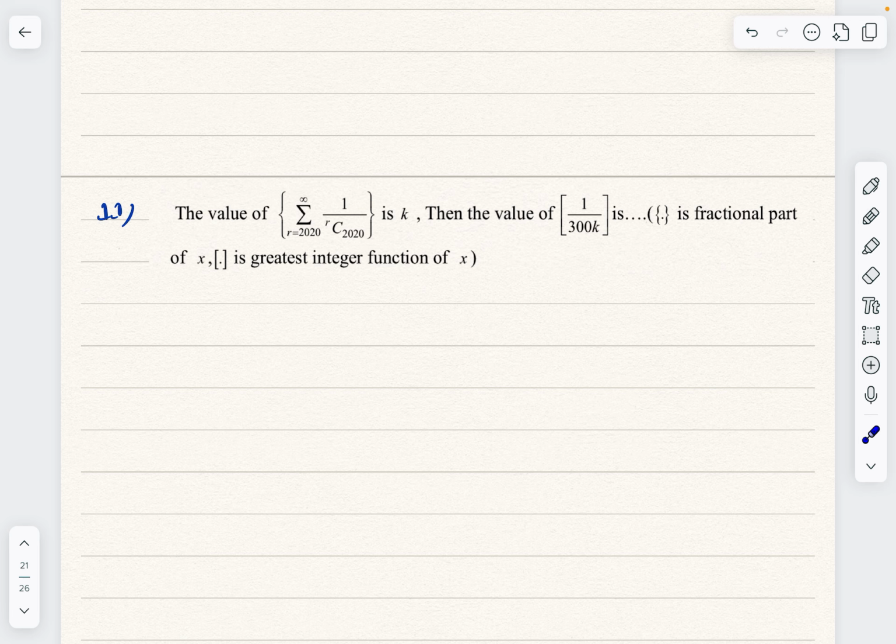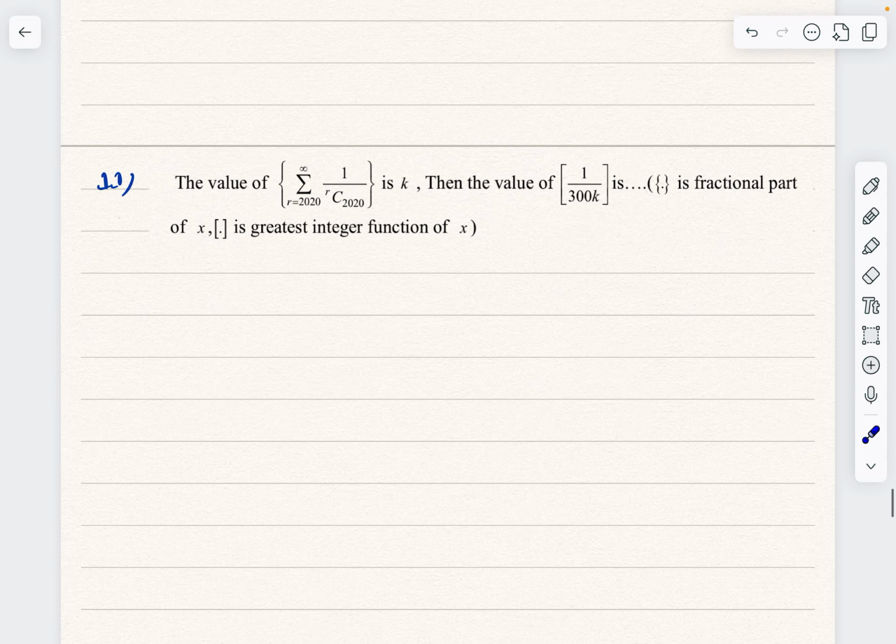Next is the summation r from 2020 to infinity of 1 by rC2020. The fractional part of this is k. Find the value of the step of 1 by 300k. So good problem, guys. Give it a try.